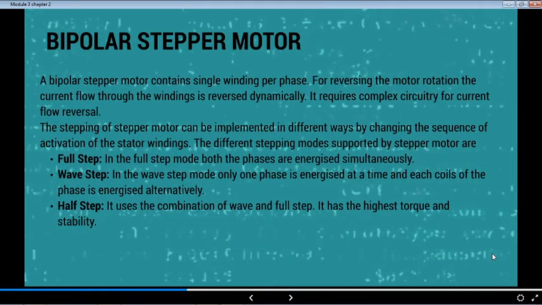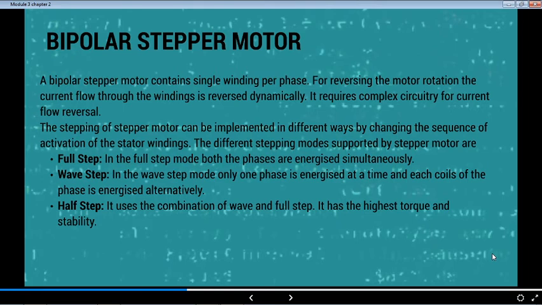Bipolar stepper motor. A bipolar stepper motor contains a single winding per phase. For reversing the motor rotation, the current flow through the winding is reversed dynamically. It requires complex circuits for current flow reversal. The stepping of a stepper motor can be implemented in different ways by changing the sequence of activation of the stator windings. The different stepping modes supported by stepper motors are full step, wave step and half step.